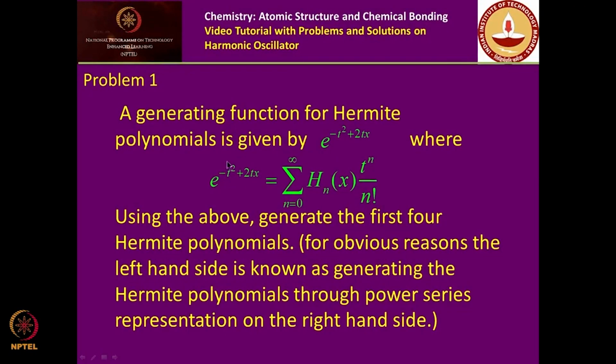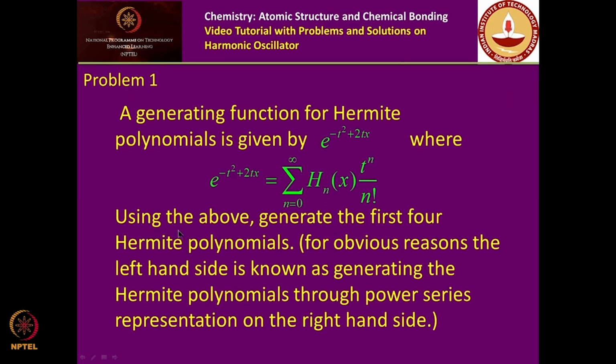First problem is on representing the Hermite polynomial through a generating function. Okay, the generating function that you see on the left hand side is an exponential of minus t square plus 2tx. This is an exponential function in t and x, and if you expand the left hand side in a power series, you would see it is a function of x as well as a function of t, and this is expanded as a power series in t raised to n by n factorial with the coefficients which are functions of x, and those coefficients turn out to be the Hermite polynomials of various orders n from 0 to infinity.